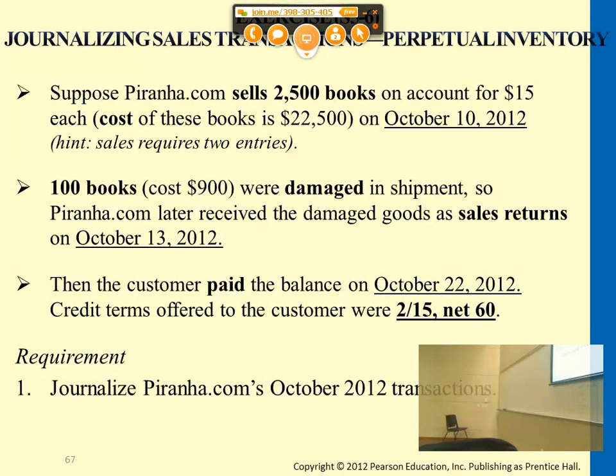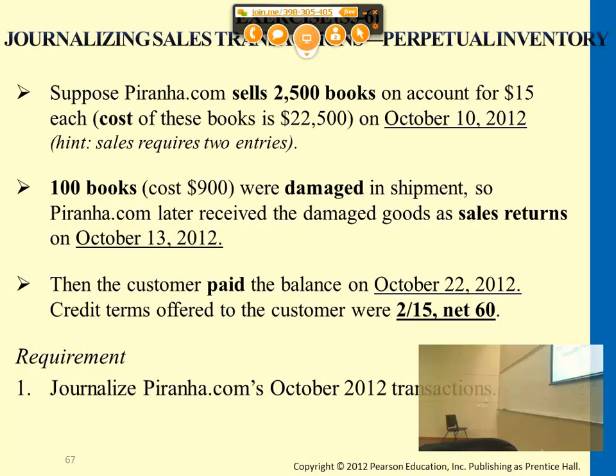Okay, let's go back to, sorry, not going back. This is a new problem here. Let's try to look at these bullet points and then journalize the transactions that relate to sales. So these three bullet points all relate to the sales side of the transaction.